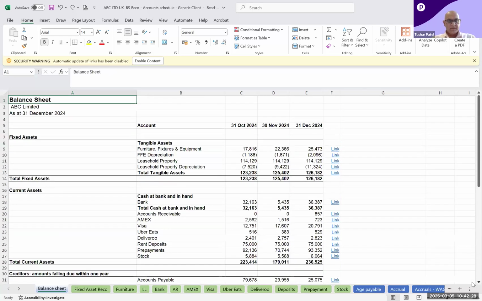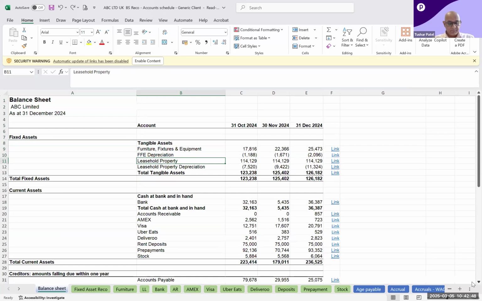So let's go into the fixed assets. Here you can see that we've got fixtures and fittings, equipment, all of which should last greater than 1 year and hence are classed as fixed assets. We've got leasehold property as well.